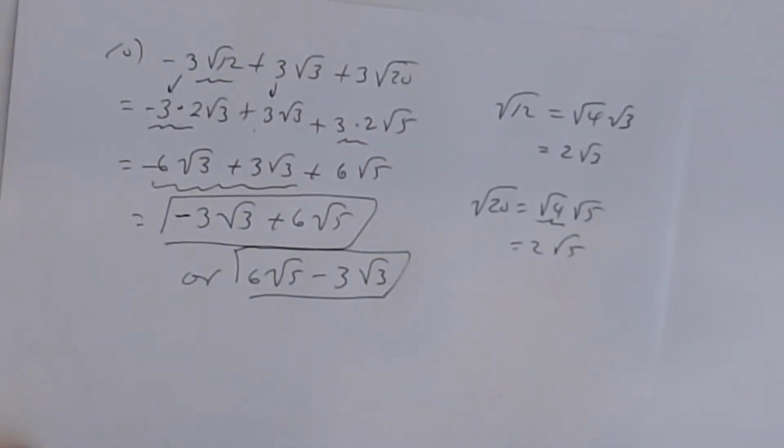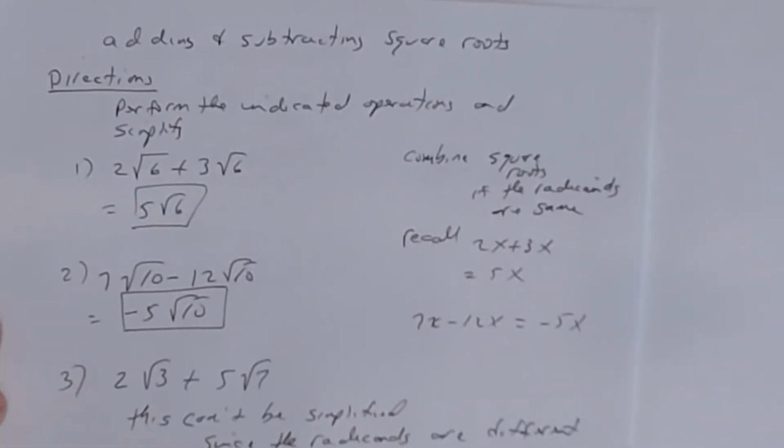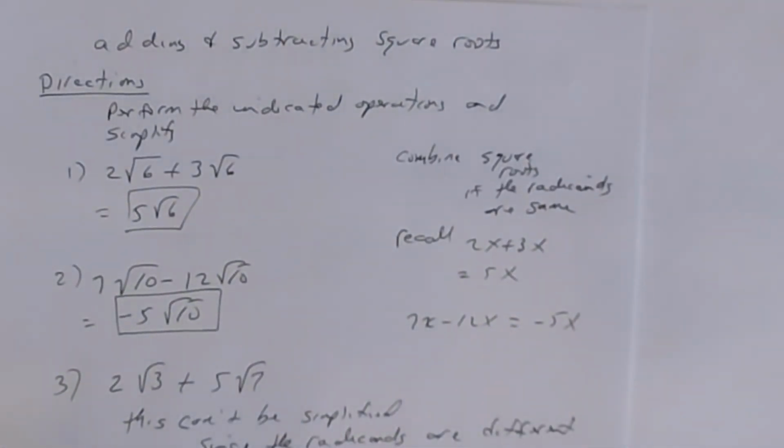All right. So that is 10 problems on adding and subtracting square roots. Now, in the next lesson, you're going to have variables with these. And you're also going to be dealing with multiplying those and dividing those rather than just adding and subtracting. All right, so that'll be the end of that.